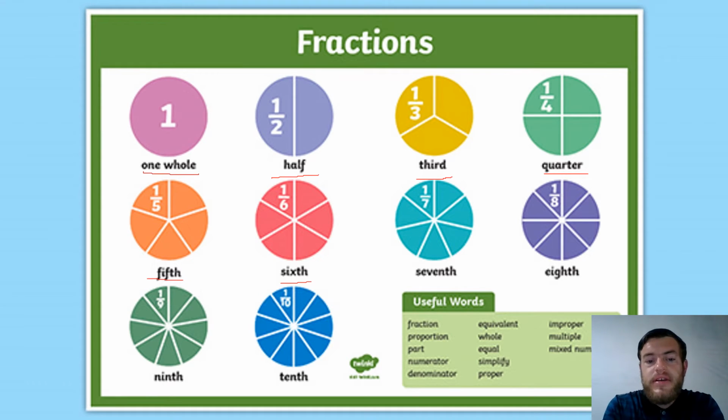Sixth, as you can see, this form is cut up into 6 equal parts. Seventh is identified as 7 equal parts. Eighth is identified as 8 equal parts, 1/8. Ninth is identified as 9 equal parts, which is classified as 1/9. And the last one that we have is a tenth, which is cut up into 10 equal parts.